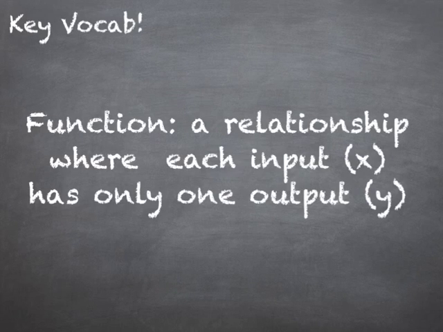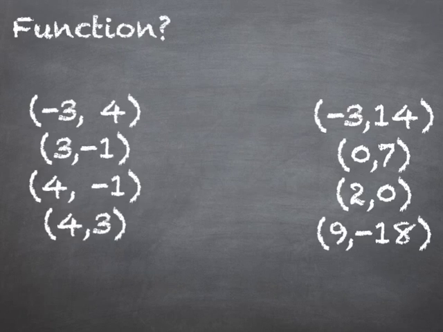First key vocab word: a function is a relationship where each input, or the x value, has only one output, which is the y value. So when we test to see if it's a function, we look at the x values and the y values and see what they're paired up to.